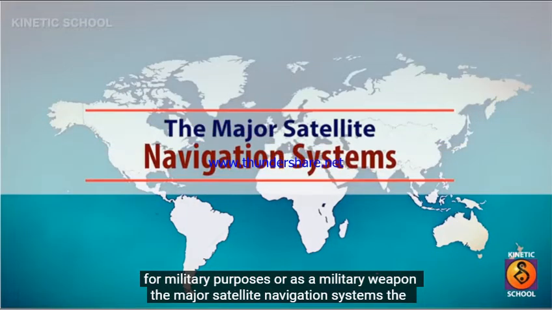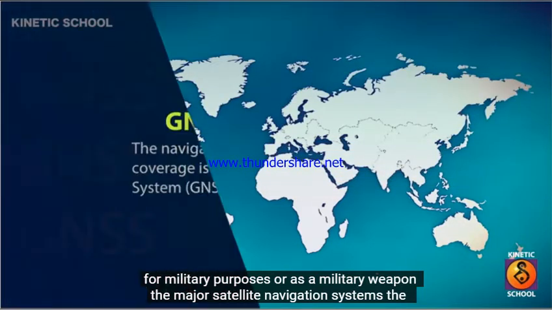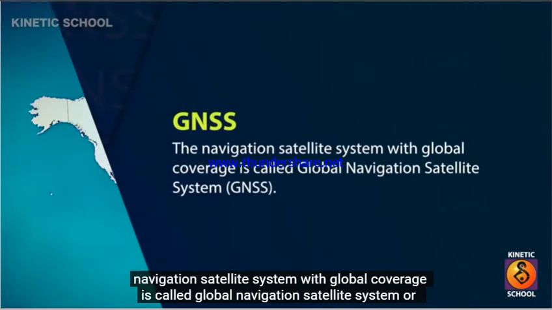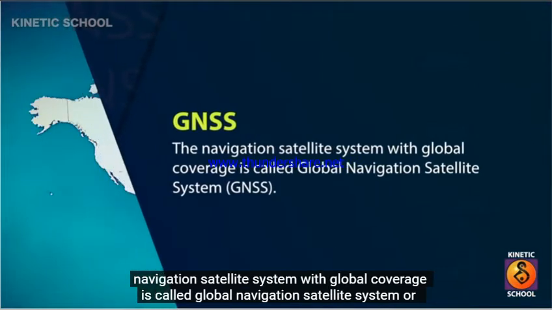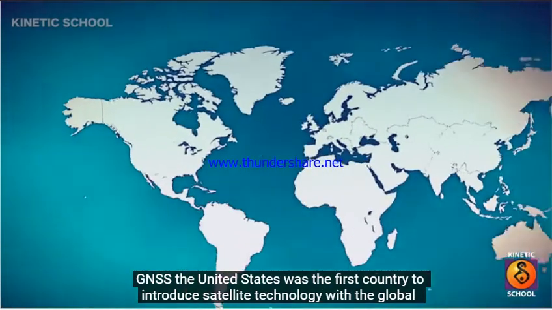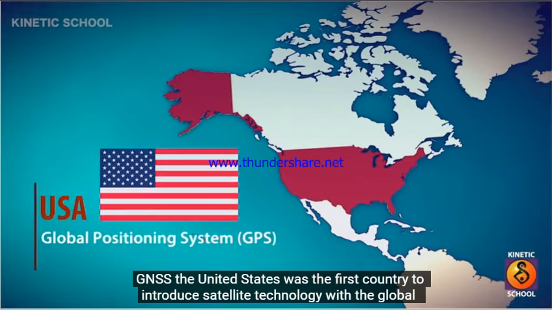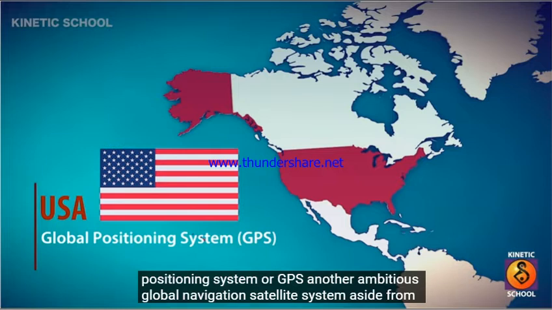The major satellite navigation systems. The navigation satellite system with global coverage is called Global Navigation Satellite System or GNSS. The United States was the first country to introduce satellite technology with the Global Positioning System or GPS.